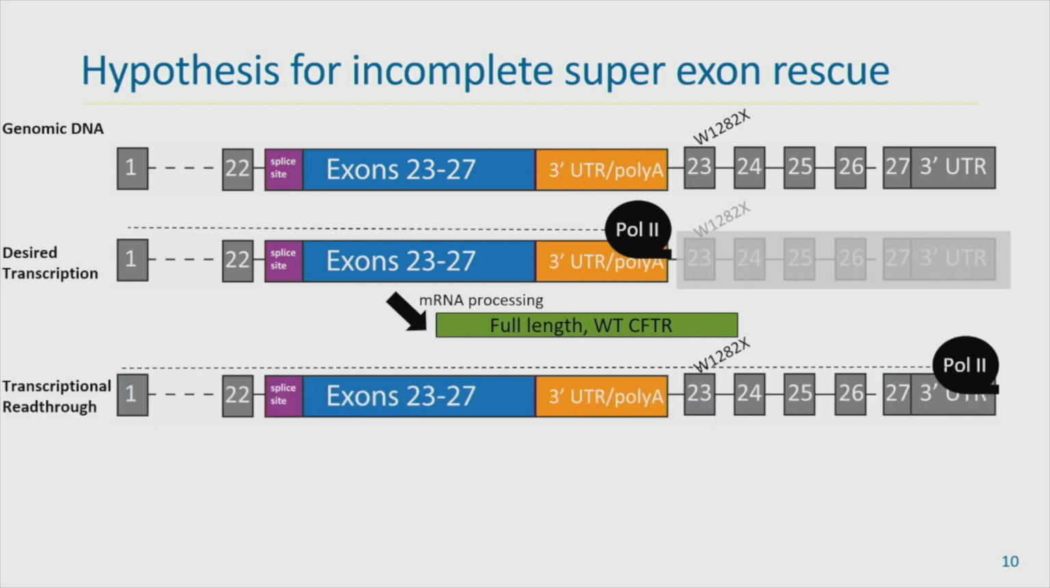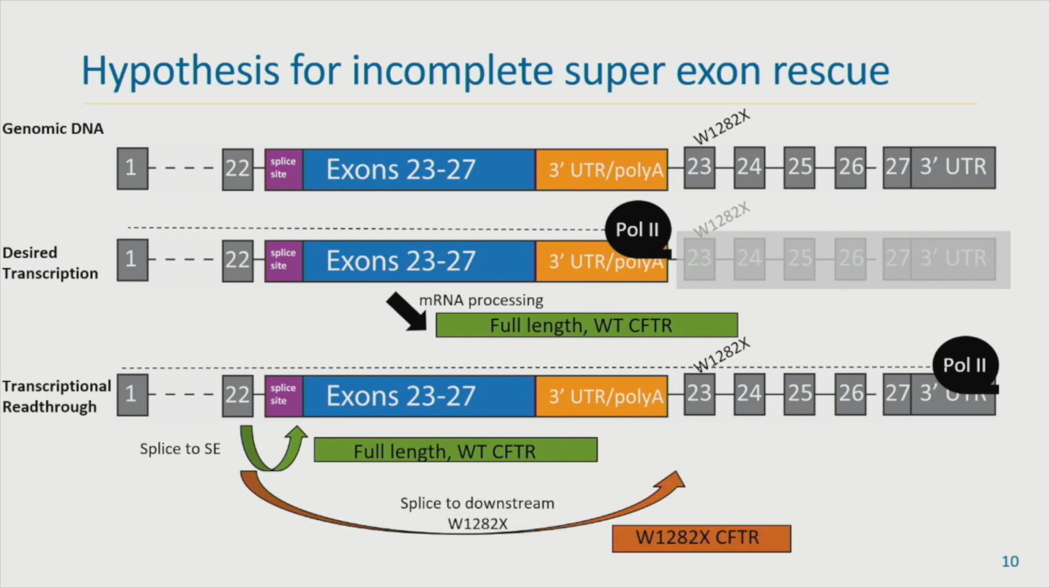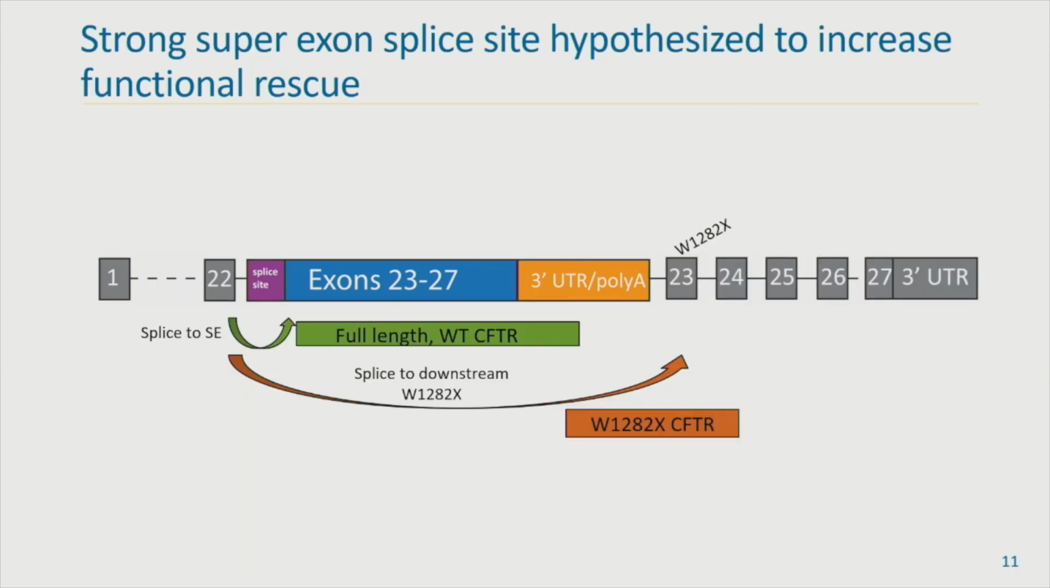But what was actually happening is that we had transcriptional read-through, and we were continuing to transcribe the rest of the CFTR gene. And this means that during mRNA processing, there were a couple of splice options. Splicing could occur to the superexon as desired, which would give us full-length wild-type CFTR. Or splicing could bypass the superexon, which would recapitulate the mutant 1282X CFTR, which is obviously not what we want.